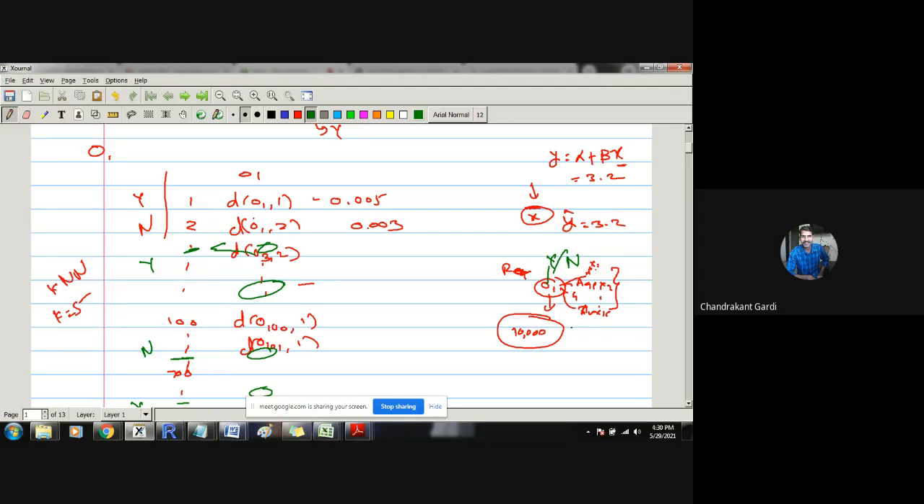When a new observation comes in, at that point our learning starts. This observation will be compared with each and every observation in the database. If your database has 10,000 observations, then these 10,000 comparisons need to be done.